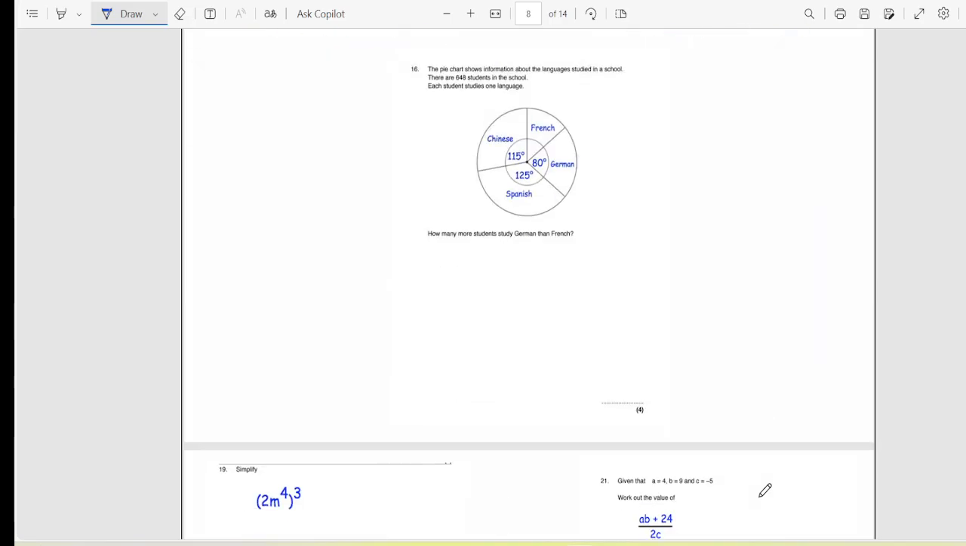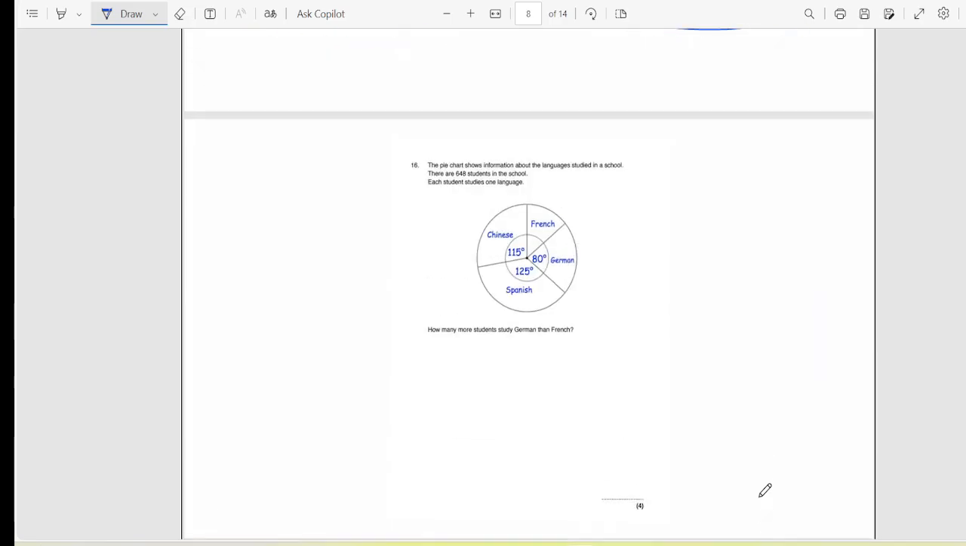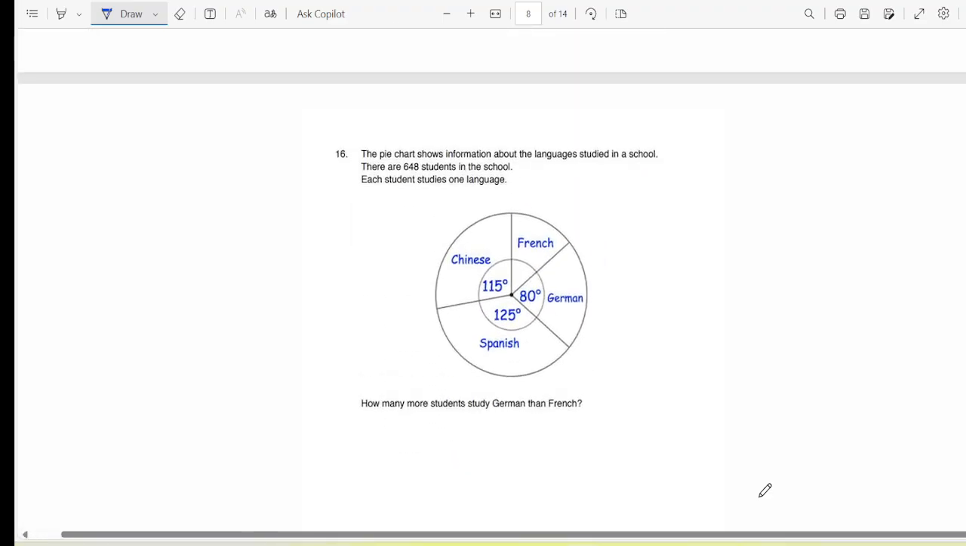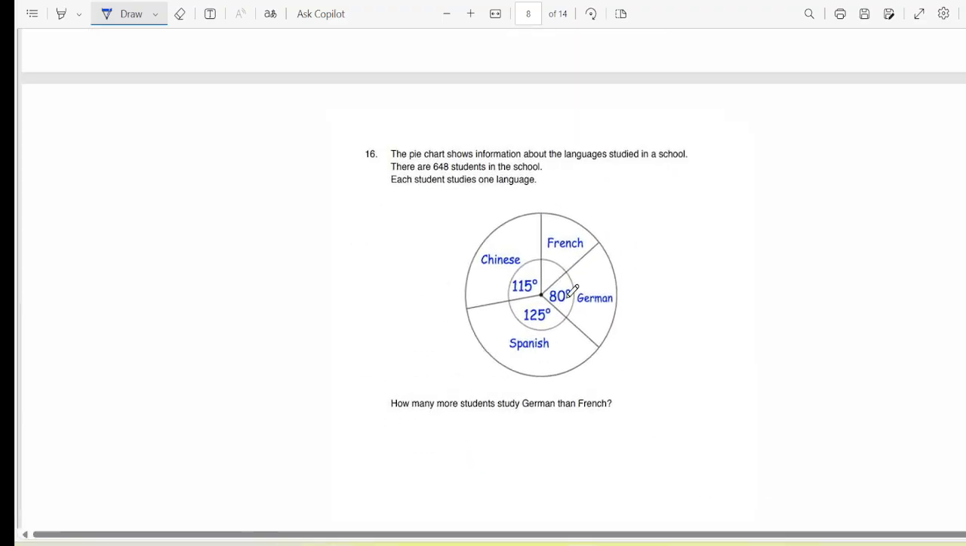Then we have next question, in which there is a pie chart which is showing the information about language studied in a school. So in school there are total 648 students, total students. There is Chinese, French, German, Spanish. So how many more students study German than French? That means we need to just work on two of them, German and French. So let me just erase these two.